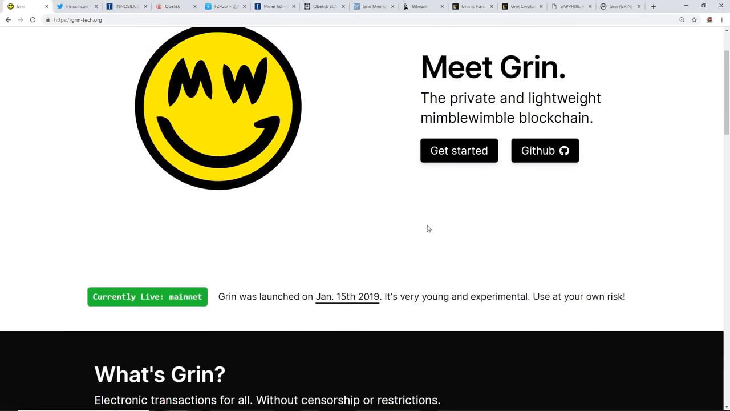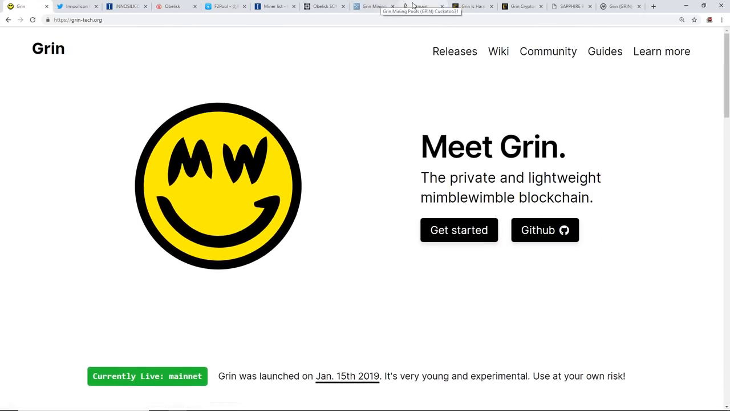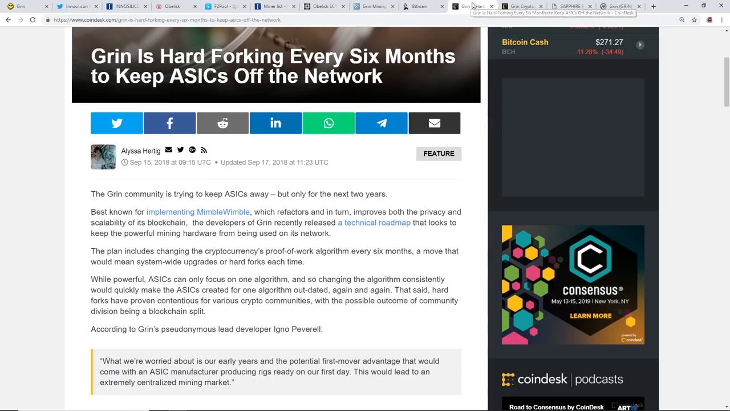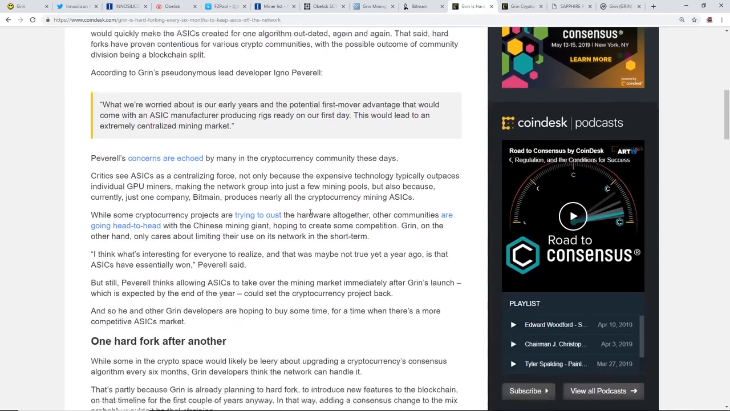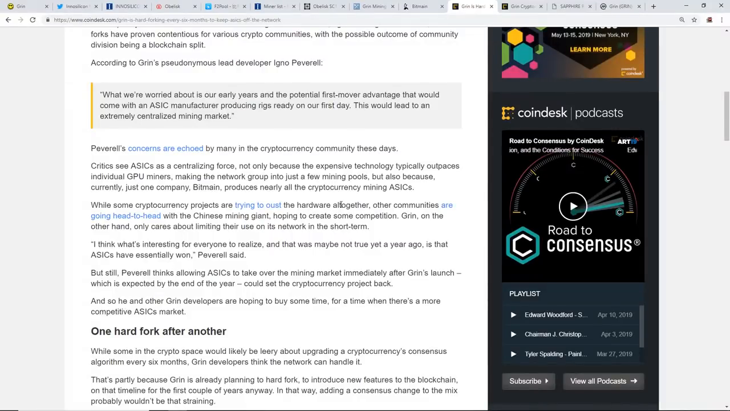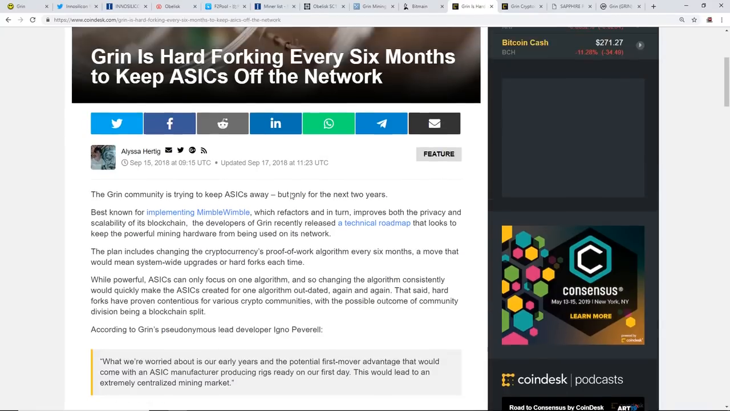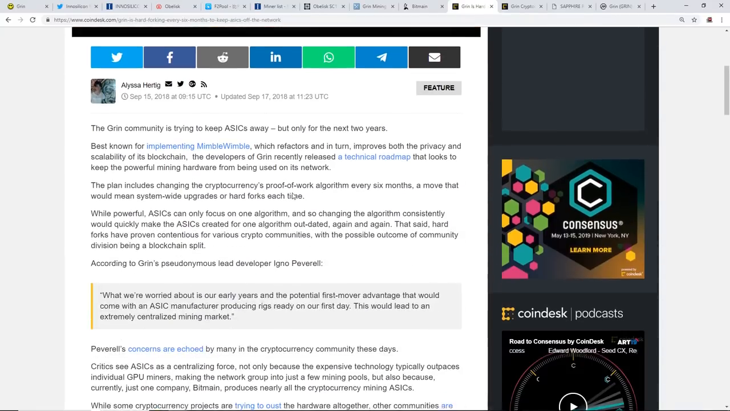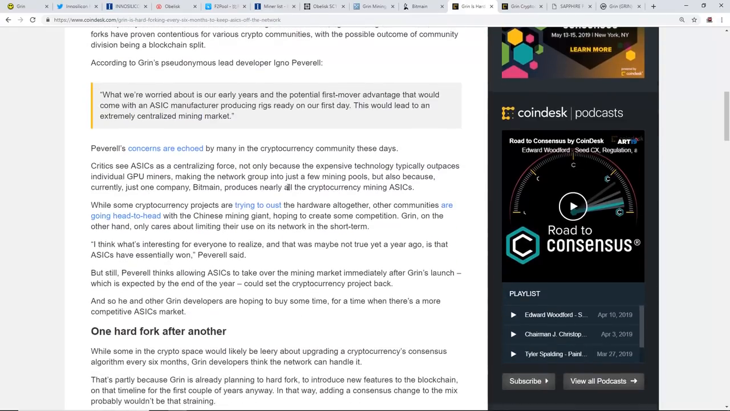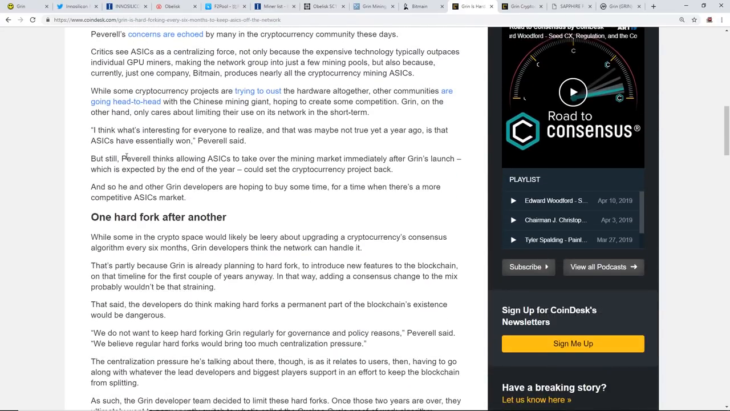And for Grin, basically the developers, not to discredit them or anything, but GPUs are nowhere in their future. In the beginning, they said they wanted to stay ASIC resistant, but I think now they've shifted over to, I'm just going to quote here, thinks allowing ASICs to take over the mining market immediately after Grin's launch, which is expected by the end of the year.